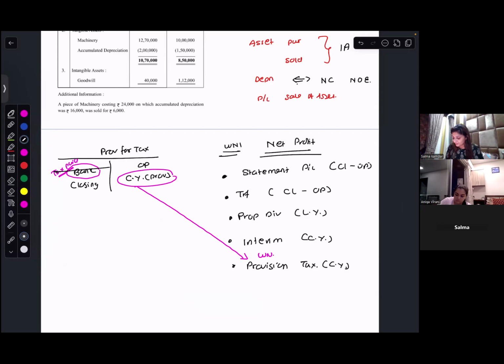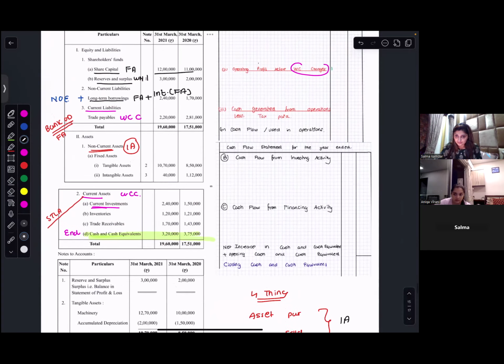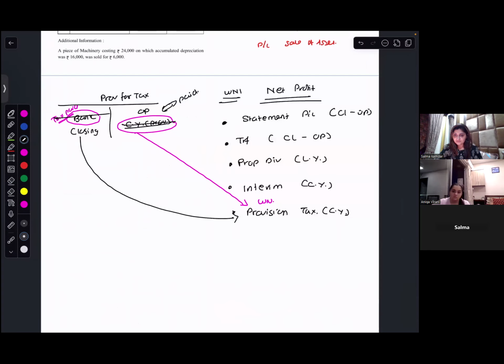Suppose you have no information about this and this. Then opening will be paid and closing would come in your working note. Are you with me? Yeah. Just give me a minute. Can I just look at that once again?